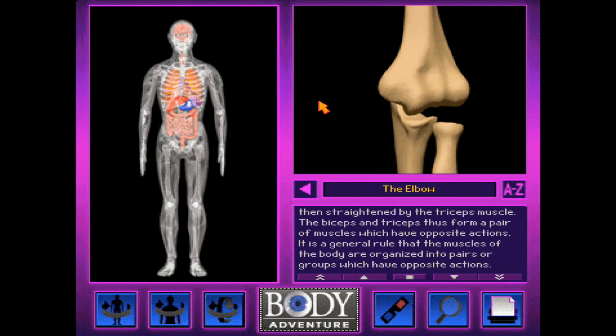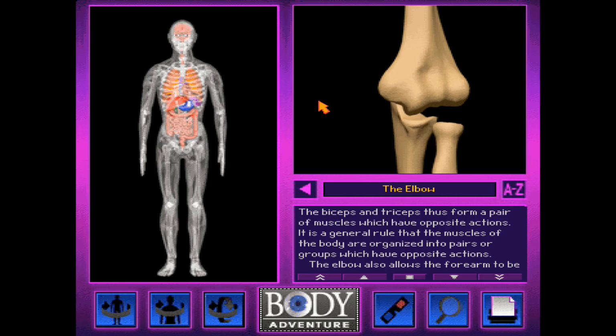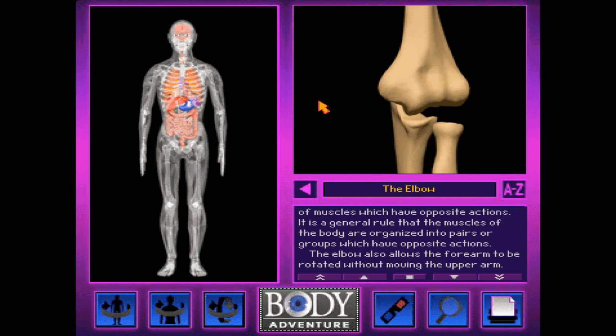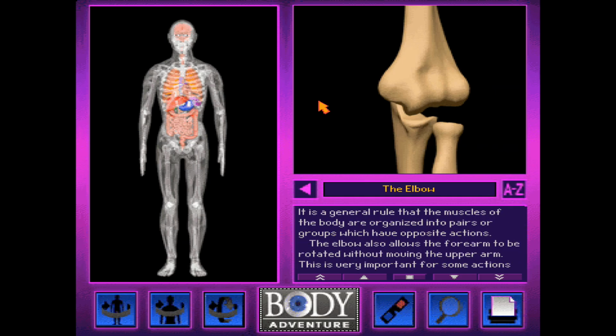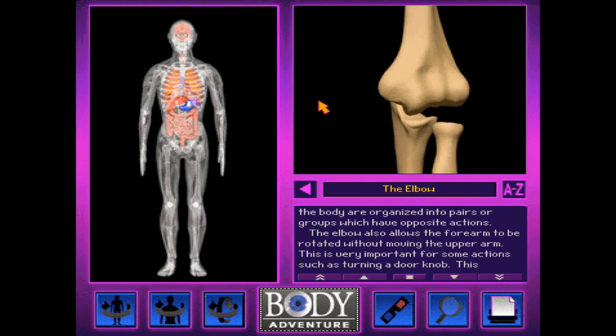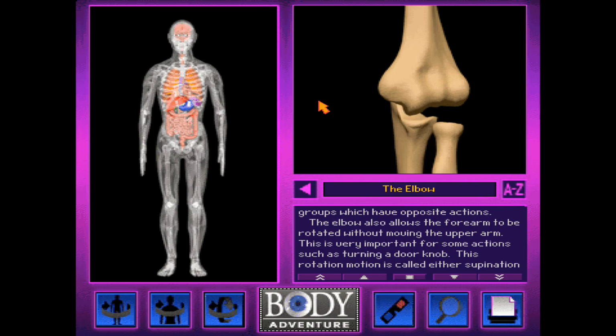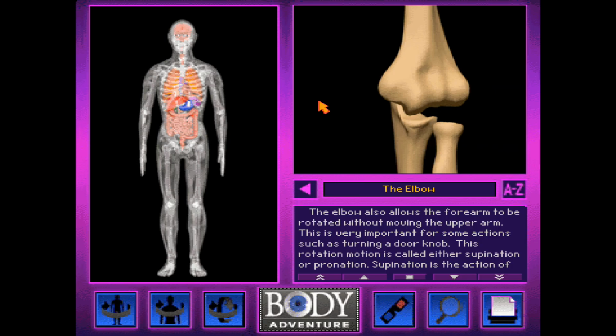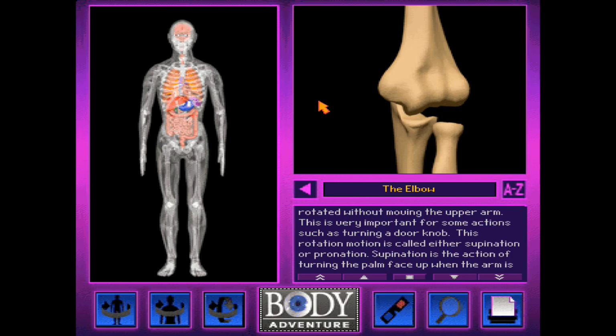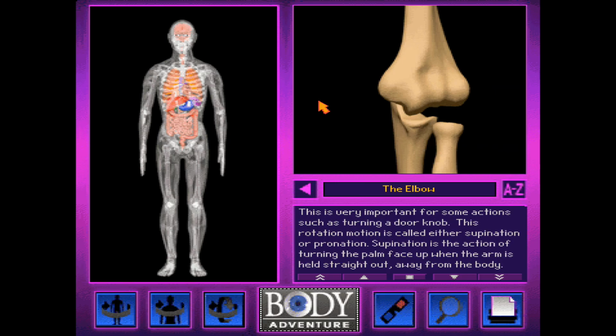It is a general rule that the muscles of the body are organized into pairs or groups which have opposite actions. The elbow also allows the forearm to be rotated without moving the upper arm. This is very important for some actions, such as turning a doorknob. This rotation motion is called either supination or pronation.